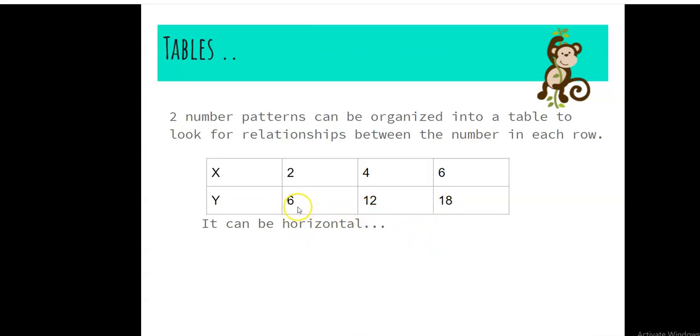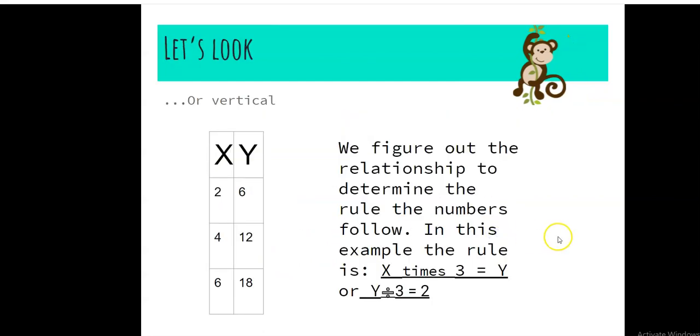I know that the difference between 12 and 6 is 6. So I can think, oh, I'm adding 6 more. 6 plus 6 is 12. And then 12 plus 6 more equals 18. So this table is organized in a horizontal format. I can also organize it in a vertical format.